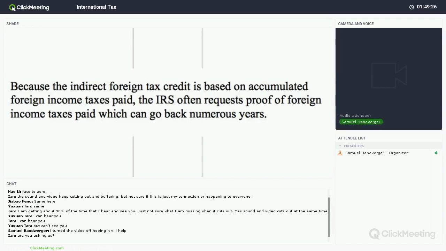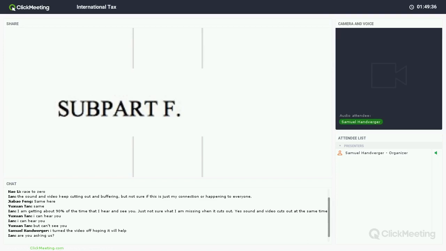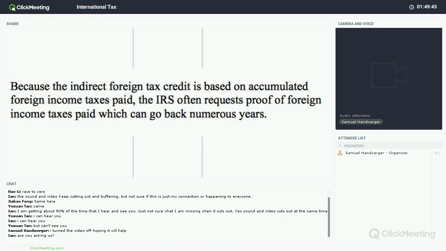The IRS is going to want proof of that, so you have to keep good records of what your foreign company paid in taxes, and that should be easy in today's world. All right, that brings us to a good point to pause for a minute and see what kind of questions you may have. So I think we're going to hold here for today, but I want to see what kind of questions you have, and then we can move forward.